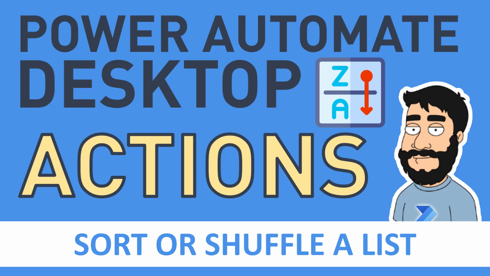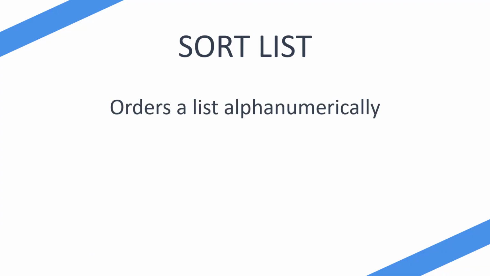Hi and welcome to another video by me, FlowJo. Today we're going to be looking at Power Automate desktop actions, and we're going to be looking at two different actions for lists. We're looking at sort list and shuffle list. So let's begin with sort list.